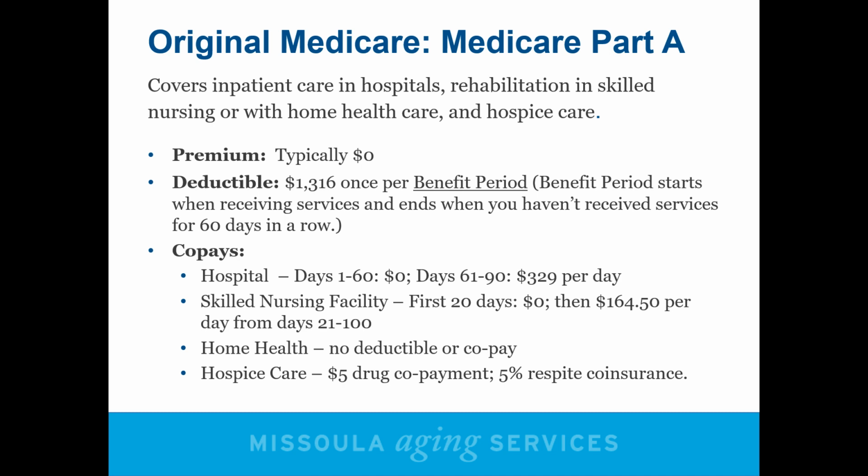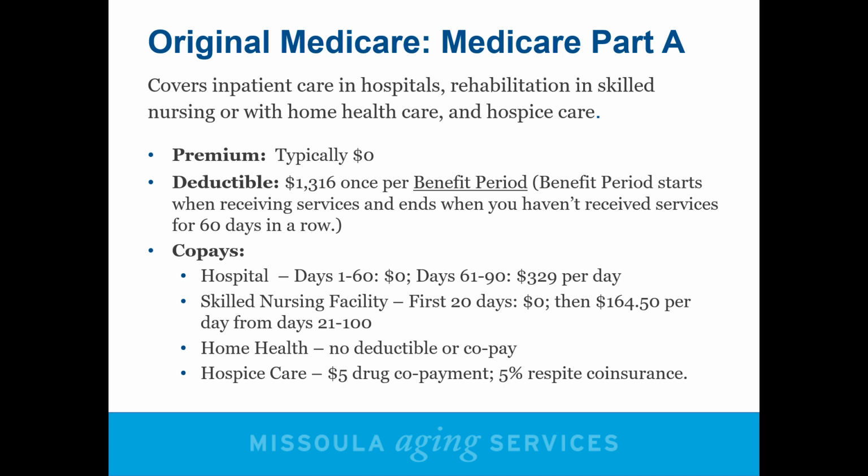A lot of times if you're well enough to go out of the hospital but not well enough to go home, you'll be discharged to a skilled nursing facility where you have 20 days at $0, then $164.50 per day. For home health, you can have no deductible or copay.